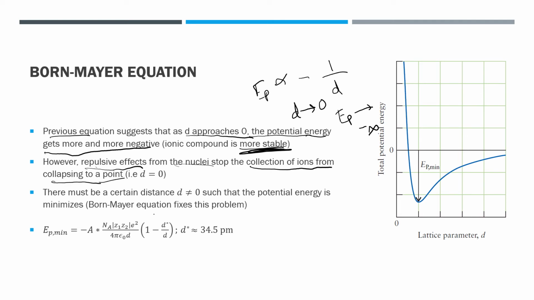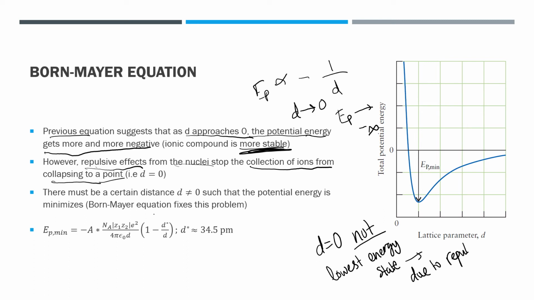Basically, D equals 0 is not the lowest energy state. So let me write that. D equals 0, not lowest energy state. And this is due to what? Due to repulsion of nuclei, right? The nuclei are going to repel each other. So that's an important concept. Now let's look at the Born-Mayer equation and see how that actually fixes it, right? There must be a certain distance, not equal to 0, such that the potential energy is minimized.